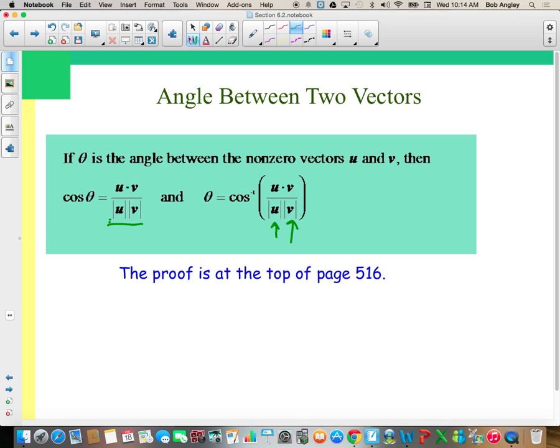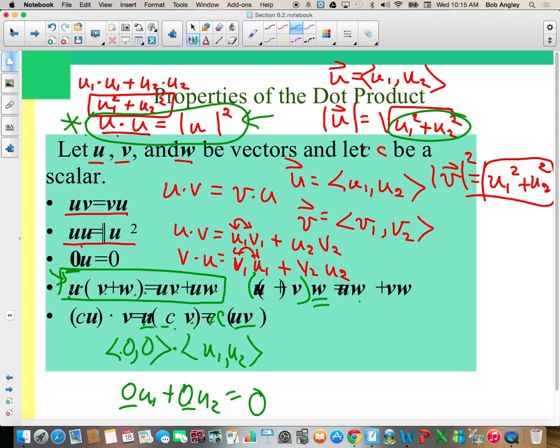Okay, now the proof for this happens to be at the top of page 516 in the book. You can look there. I used to go over this proof and no one followed it, so I stopped going over it. But if you want to look at it in the book, it's an example of the law of cosines applied to vectors, and it makes use of these properties that were back on this page.